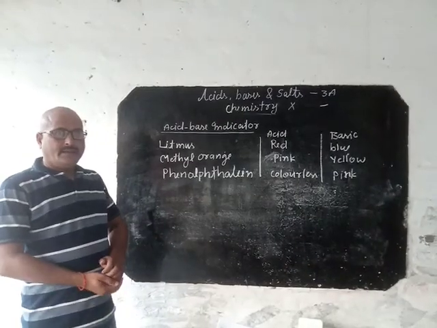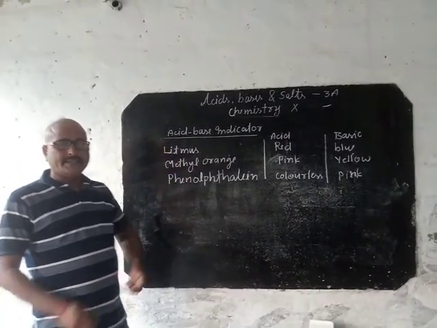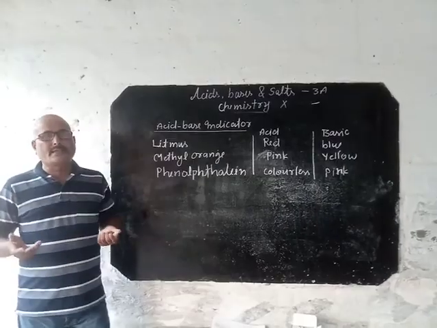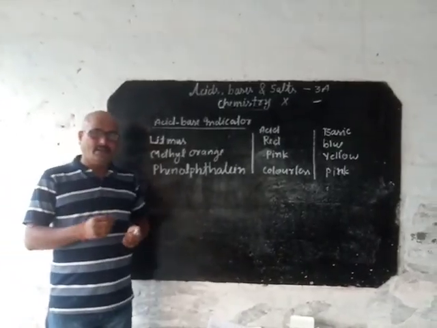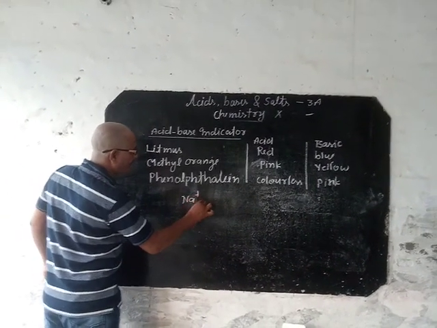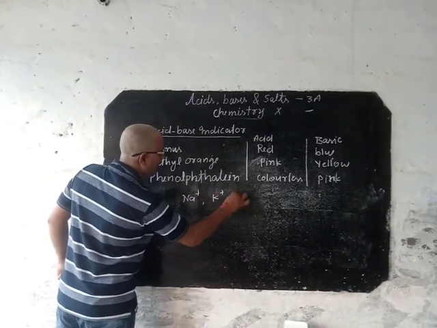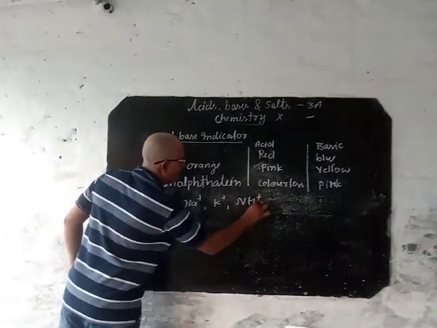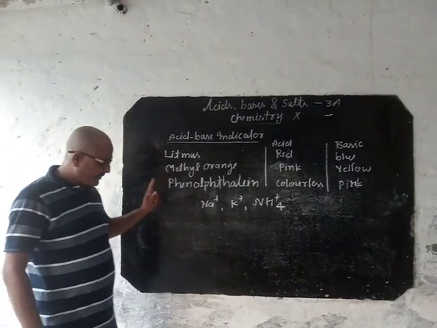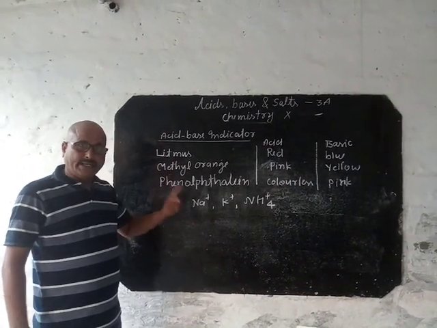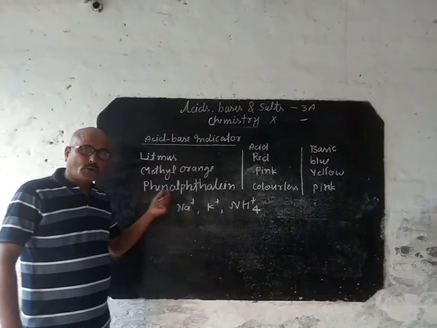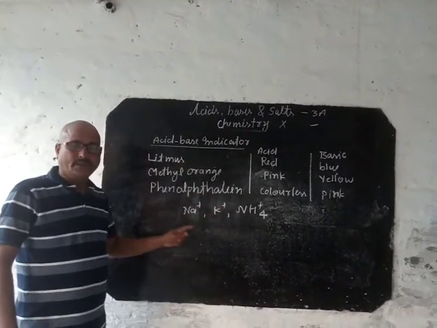In our previous session, I had discussed the types of salt. Now, which salts are soluble in cold water? Okay, see that all sodium, potassium, and ammonium ions, they form salts like nitrates, nitrites, bicarbonates, sulfates and chlorides that are soluble in cold water.